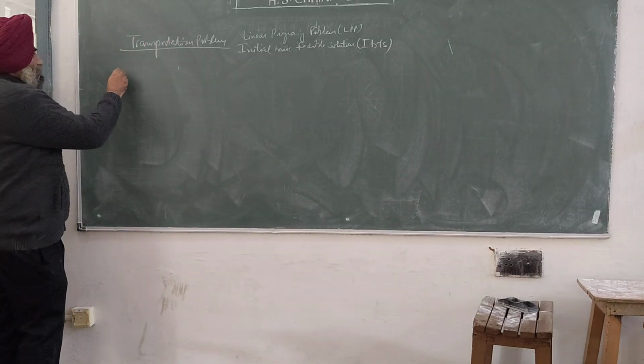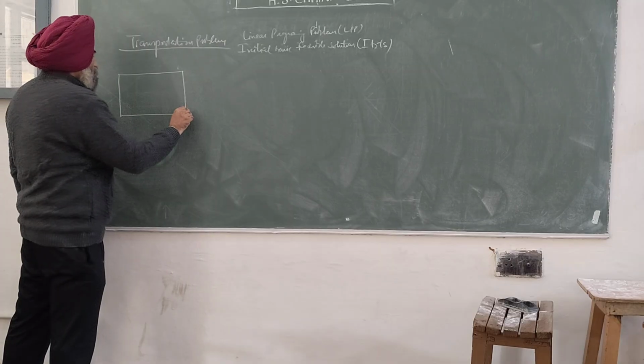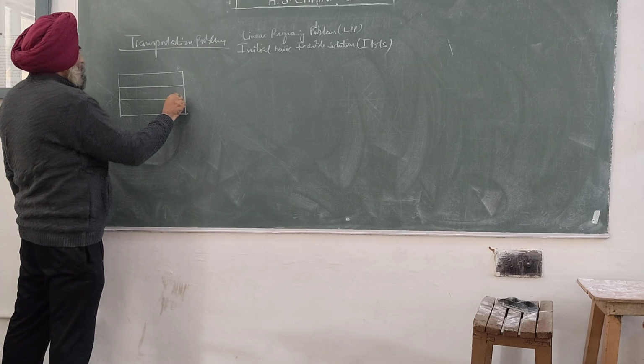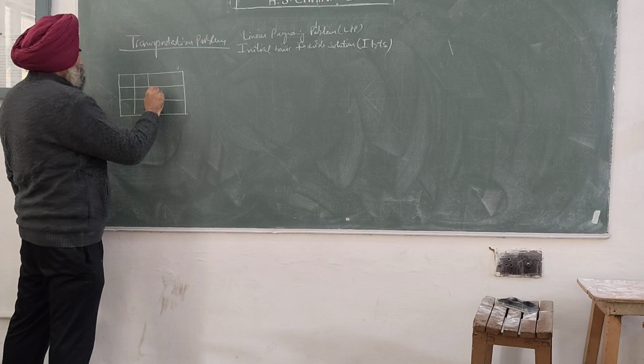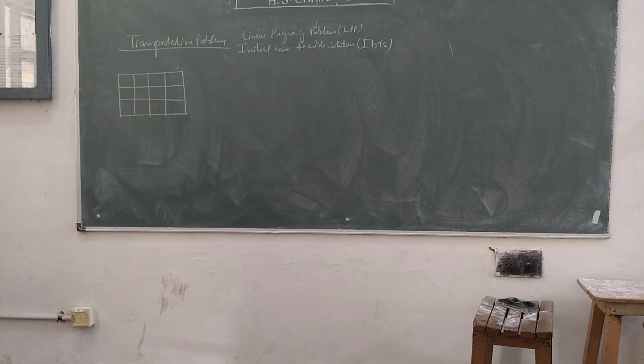Let us have one problem. This is a 3 by 4 matrix. It could be any matrix. This is given to you. This is the balanced one. I am taking one problem. What is there? We are going to calculate only the initial basic feasible solution.